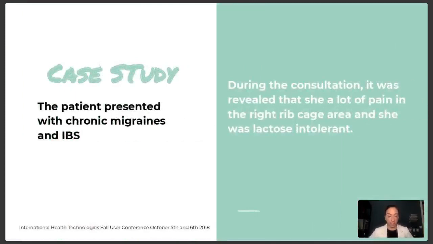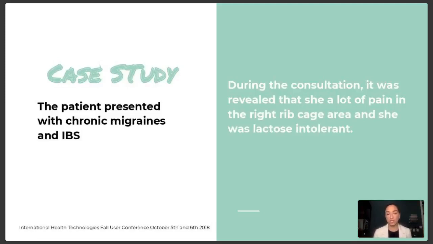So one of these case studies is really, really fascinating. This was a woman who presented with chronic migraine. She also had irritable bowel. She actually didn't really come to us for her irritable bowel. She just kind of deemed it her normal and learned how to live with it. But her migraines were her big, big issue.